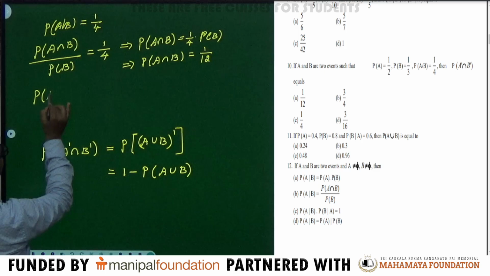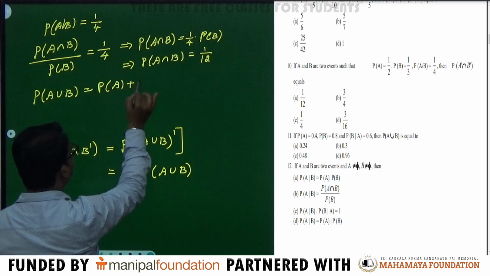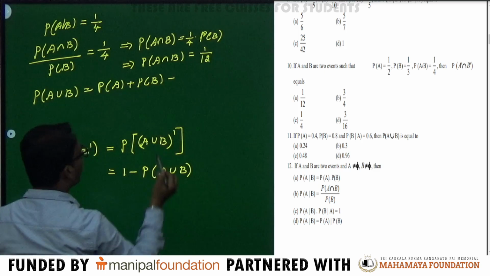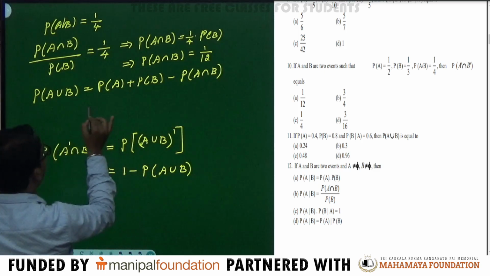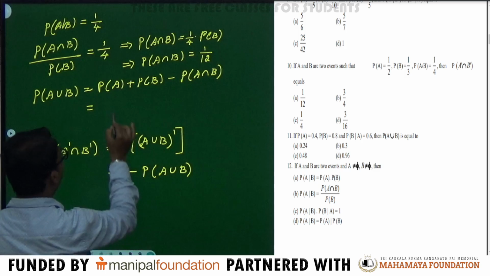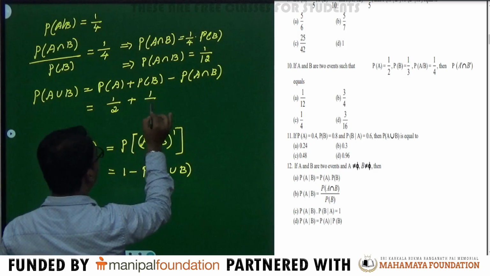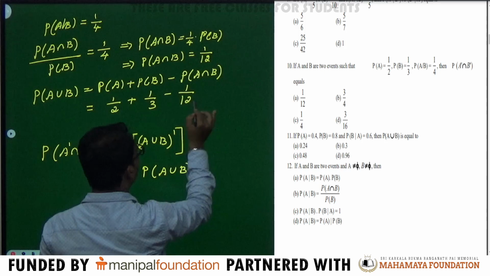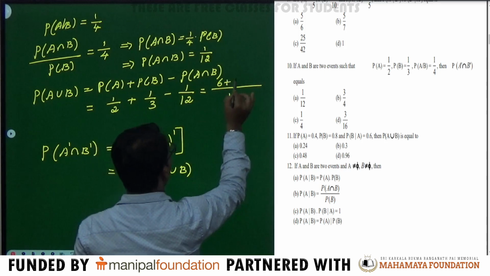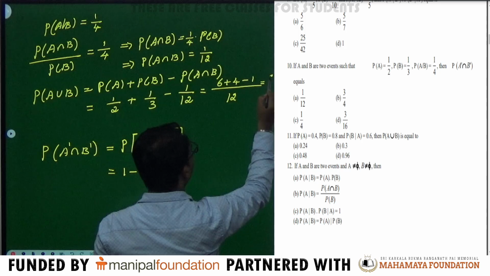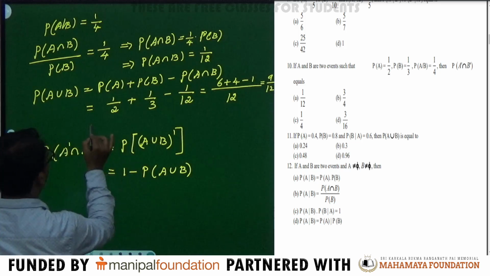Therefore, probability of A union B is equal to probability of A plus probability of B minus probability of A intersection B. So probability of A value is 1 by 2 plus probability of B value is 1 by 3 minus 1 by 12. So the LCM is 12, we get 6 plus 4 minus 1, it is equal to 9 by 12. 9 by 12 is nothing but 3 by 4.